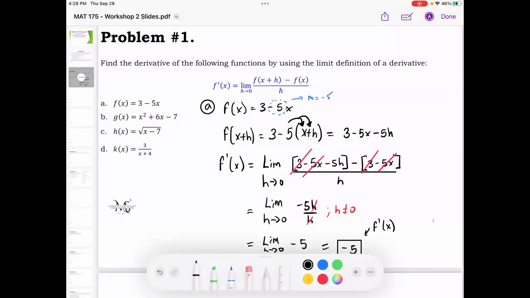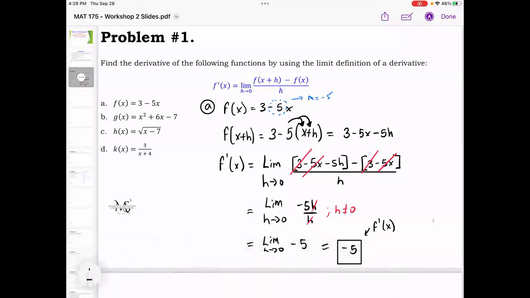And derivatives, by the way, as your professors probably pointed out to you in class, are just a fancy word for slope. So f prime of x is equal to negative 5. Makes sense. If I give you any linear function and I ask you to find its derivative, it's always going to be the slope. However, when we move on to examples like parts B through D, that's no longer the case because these are no longer going to be linear functions.